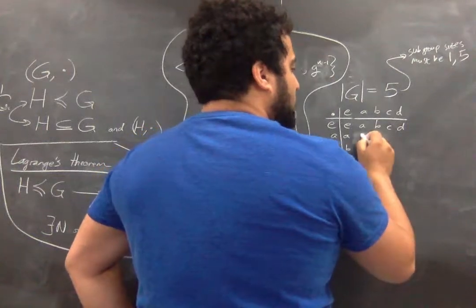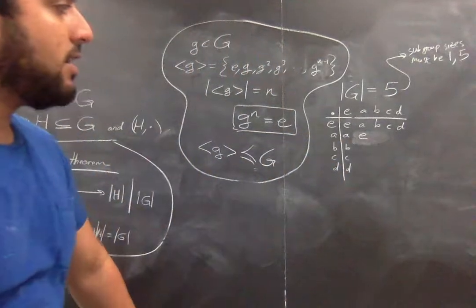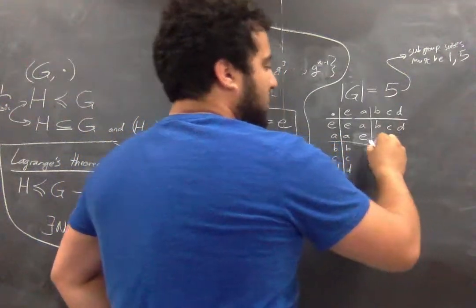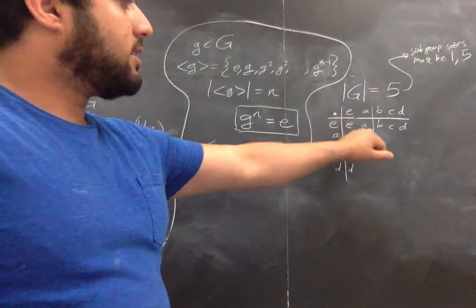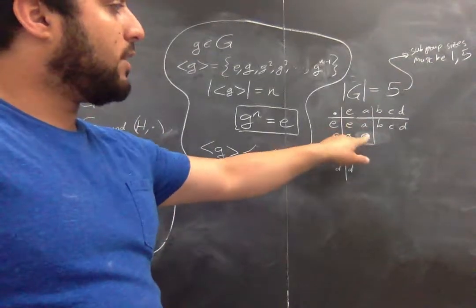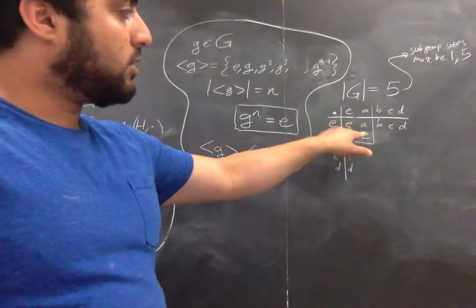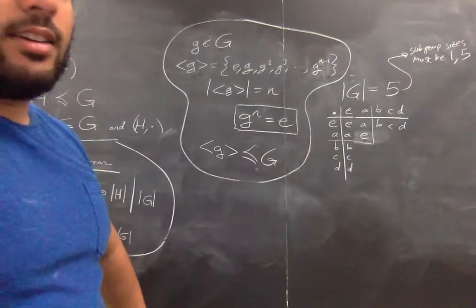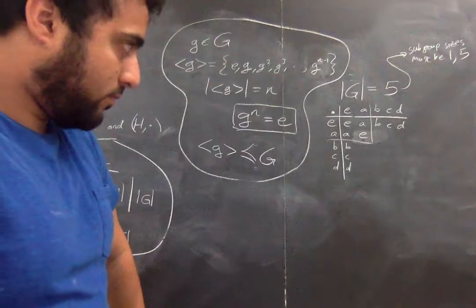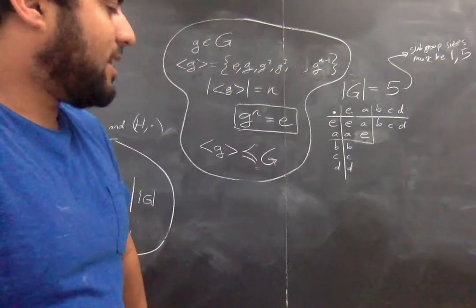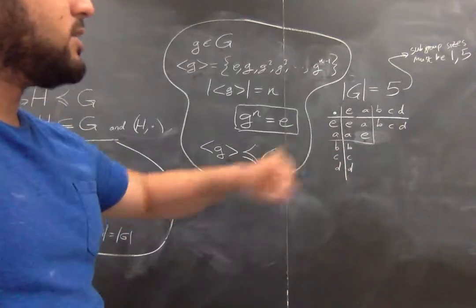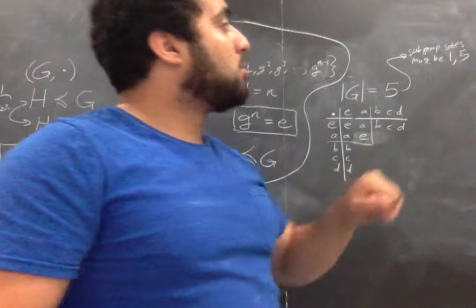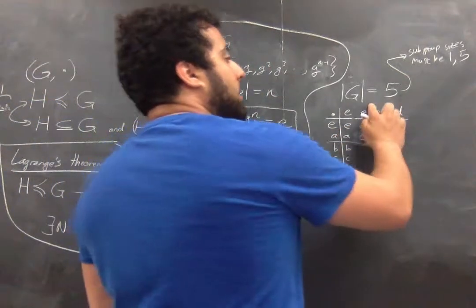Why? Because let's suppose this is e. If that's e, then if we just look at this little subtable here, we notice that this itself is a group. It's closed, you have identities, you have inverses, and it's associative. This is actually exactly isomorphic to the integers mod 2. So that tells us that if this was e, then we'd have a subgroup of size 2. But by Lagrange's theorem, we know that we can't have a subgroup of size 2, which means this can't be e.